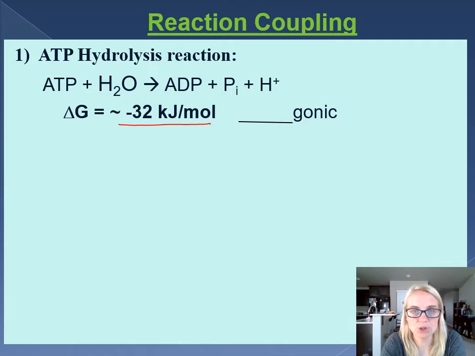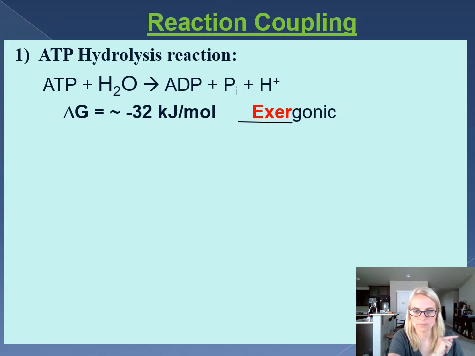A negative delta G, final minus initial, means your final products have less energy than your initial products. So ADP has less energy than ATP. So you're going to get a negative delta G, which is going to be an, drumroll, exergonic reaction. Good. So if you chose exergonic, way to go. Negative delta Gs are always going to be an exergonic reaction. And we just talked about how the hydrolysis of ATP releases energy. We're breaking that bond between the second and third phosphate, and that releases energy.